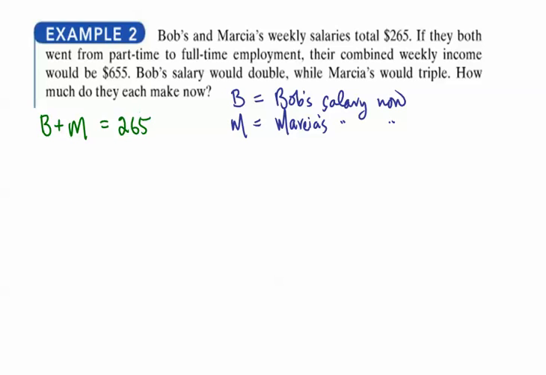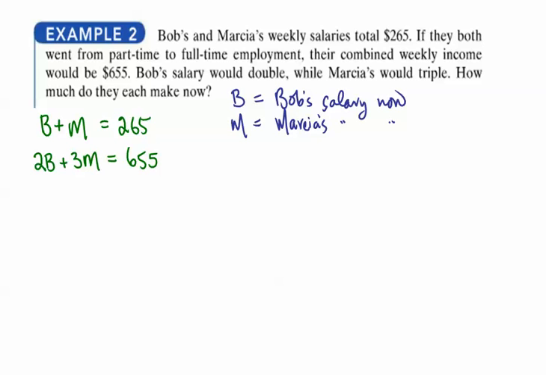Now, if they went to full-time employment, then Bob's salary would double. So 2B plus Marcia's salary would triple. So 3M is equal to $655 is what they would be making if they both went full time. So what can we do with this information?